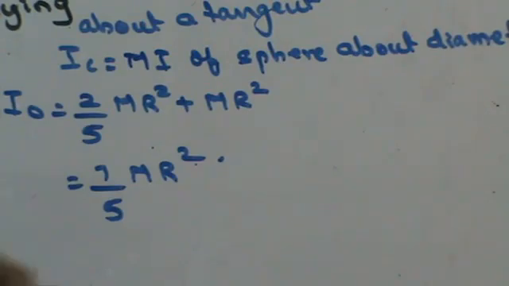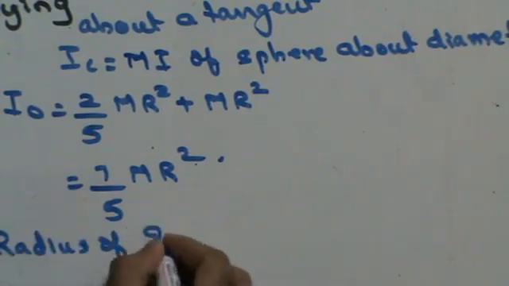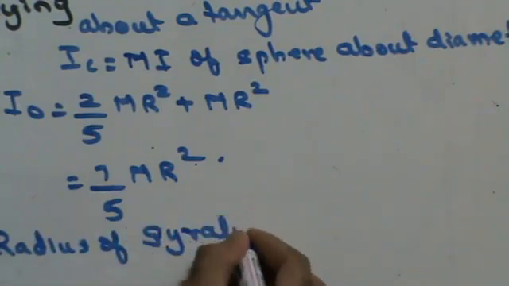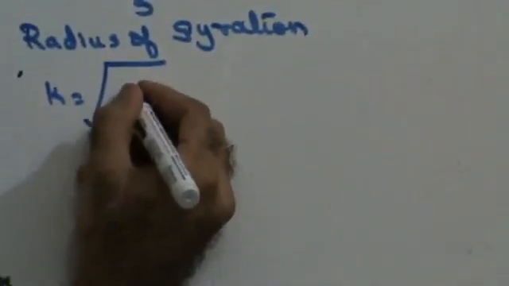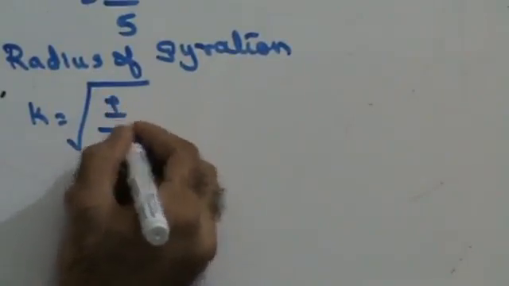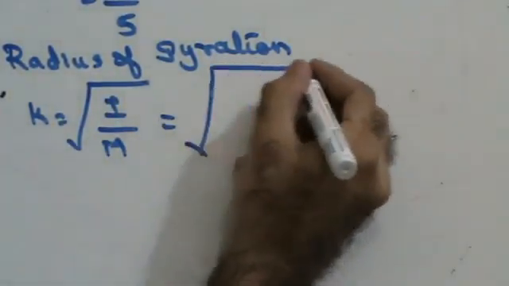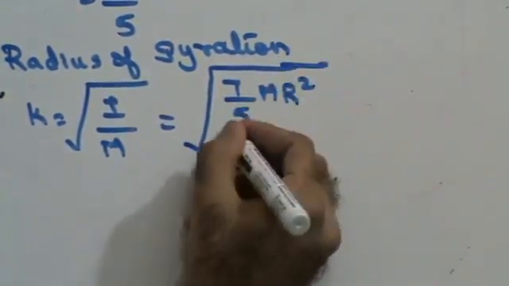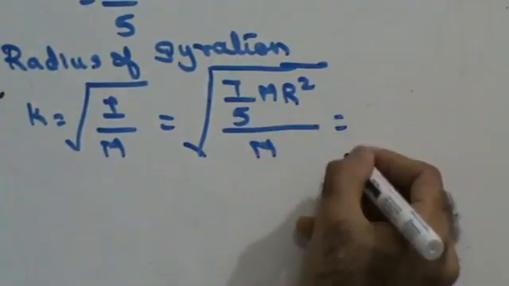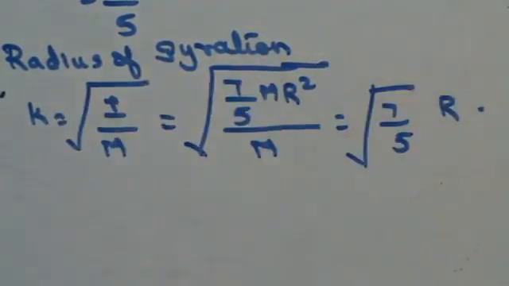Now in that case, what will be the radius of gyration? Radius of gyration k is going to be square root of I upon m. So this is going to be square root of 7 upon 5 mr square upon m, that is square root of 7 upon 5 into r. That is going to be my radius of gyration, right?